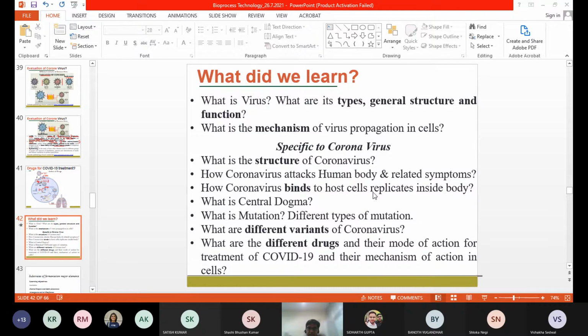Can anyone tell briefly what the structure of the coronavirus is? Anyone? Rituraj? I would like to understand whether you are getting the points or not, so that is very important. Rituraj, are you there? Anyone can tell what is the basic structure of the virus? Ravi, everyone can hear, right? Am I audible or not?